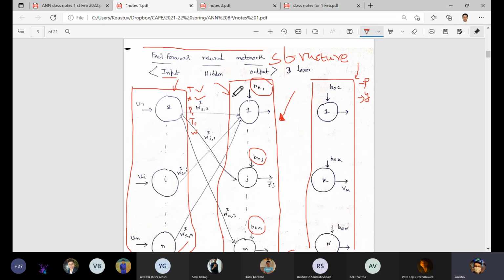Can anyone suggest or comment on what is the need of these several hidden layers, or one hidden layer, at least some hidden layer? What do we do here? Sir, to tackle the non-linearities. Very good. Who said it? It was me, sir, Tejas. Very good, very good.